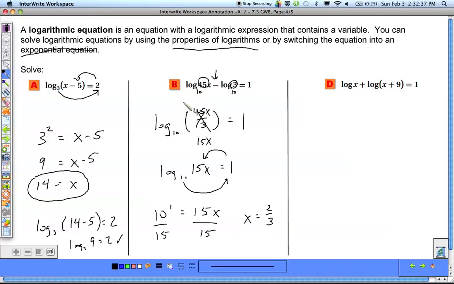And again, we take that, plug that back in just to make sure that it does work, that we get numbers for these logs that do make sense. 45 times 2/3 is 30 minus the log of 3. Both of these logs make sense, so 2/3 should be our answer.